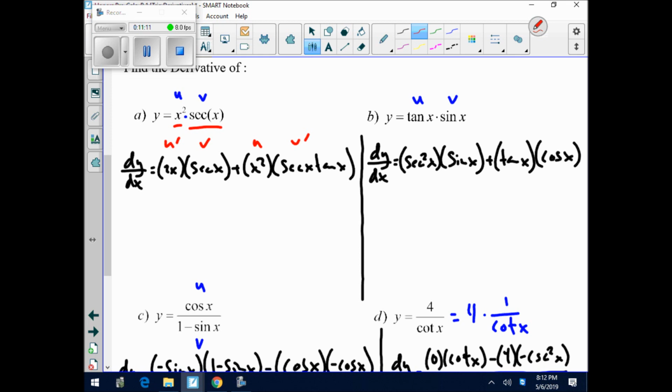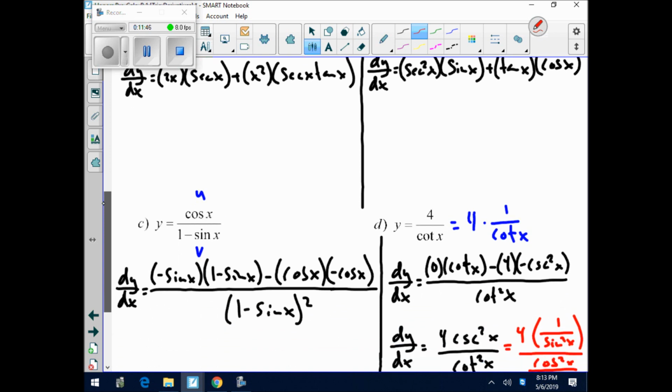Moving on to b, right here we've got another product rule with our u as tan and our v as sine. And right here we would say our derivative is going to be u prime of secant squared x times a v of sine x plus a u of tan x times a v prime of cosine x, right? And that's good enough for these derivatives. I mean, there's more simplifying we can do with identities and canceling, but we're good enough with our derivatives here for now. And we'll talk a little bit more about simplifying later.